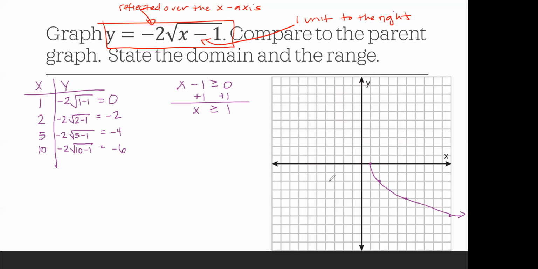There we go. So my domain is when x is greater than or equal to 1. And then my range, remember, are my y values. So y is less than or equal to 0, because my highest point is 0 here. So all the values of y are less than or equal to 0.